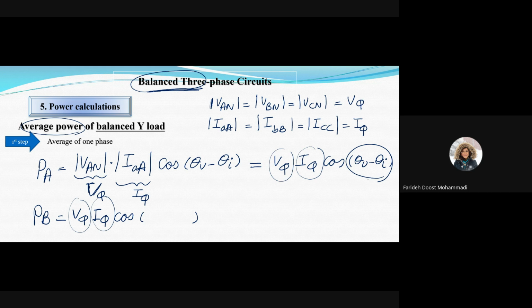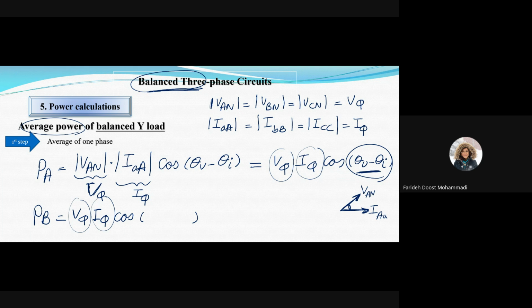Okay. You are probably wondering whether this can be the same or not. Let's say this is the current and this is the voltage in phase A. So this is IA and this is VAN. This is what I have as theta V minus theta I.